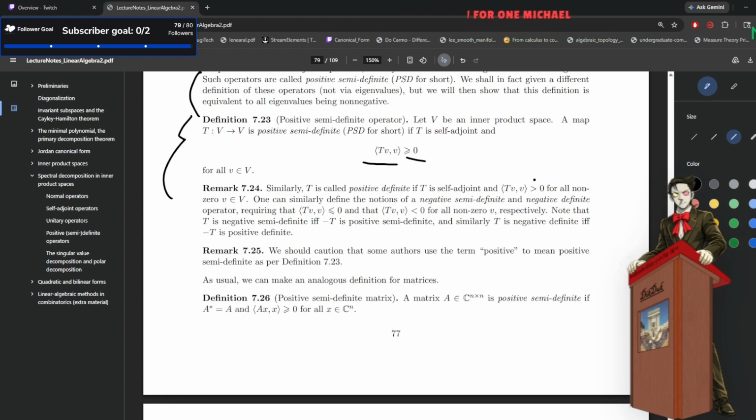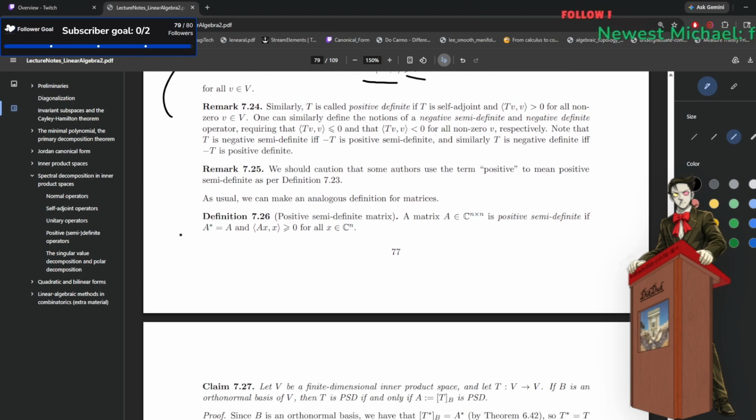Now we're going to move on to the next remark, 7.25, and then definition 7.26. We should caution that some authors use the term positive to mean positive semi-definite as per definition 7.23. As usual, we can make an analogous definition for matrices. So this is more like two mini remarks in one.